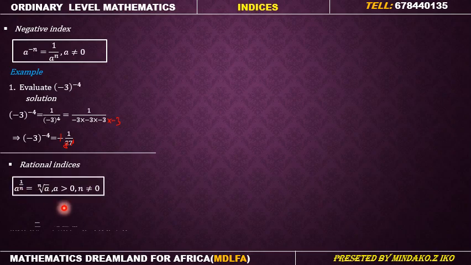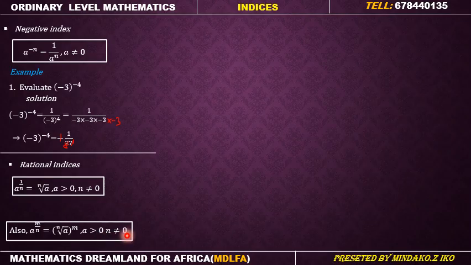So if you look at an example on this, there's this other rational indices law also. If you have a raised to the power m divided by n, it is simply equal to the nth root of a, all raised to the power m. Okay, yeah, so that is it. And notice here again that a should be greater than 0 and n should be different from 0. Okay, yeah, so that is it.